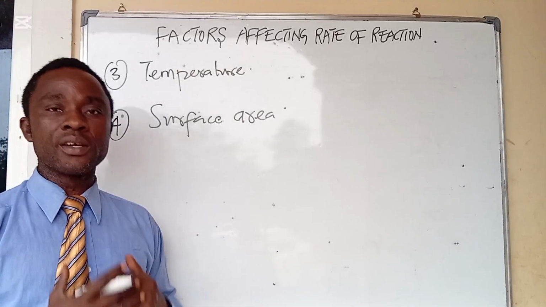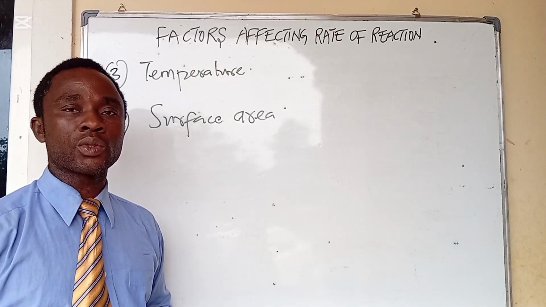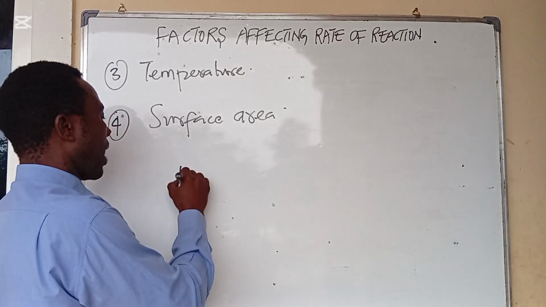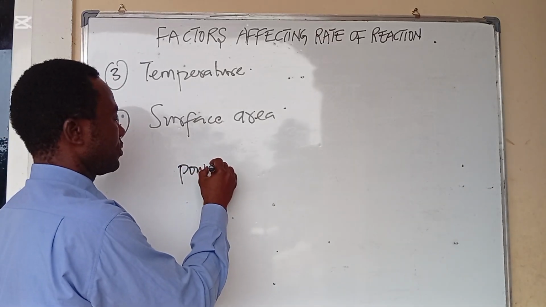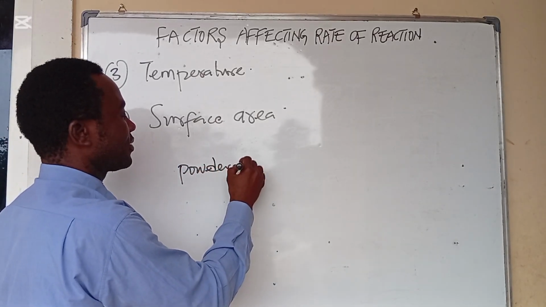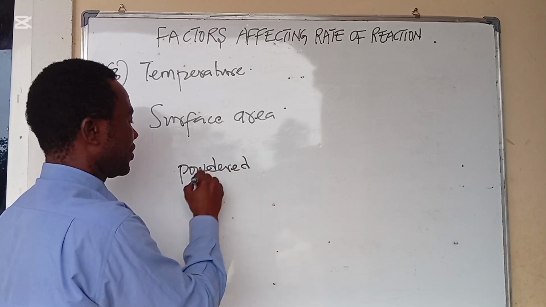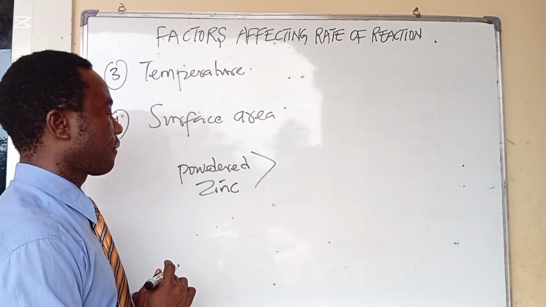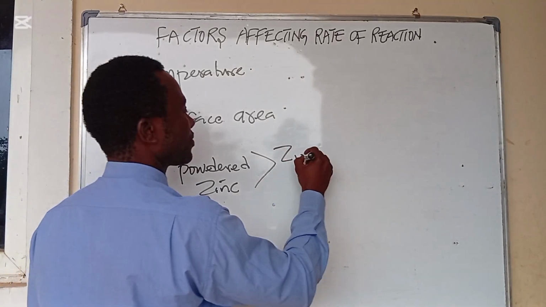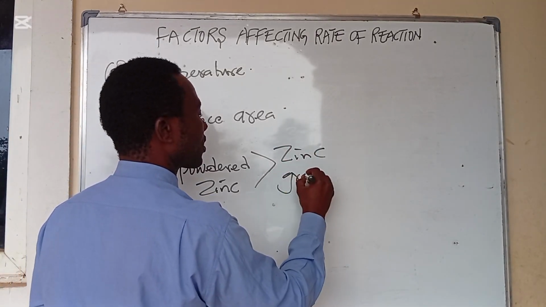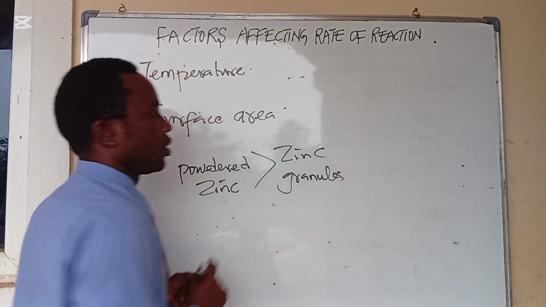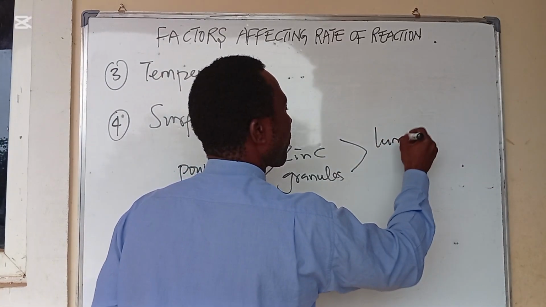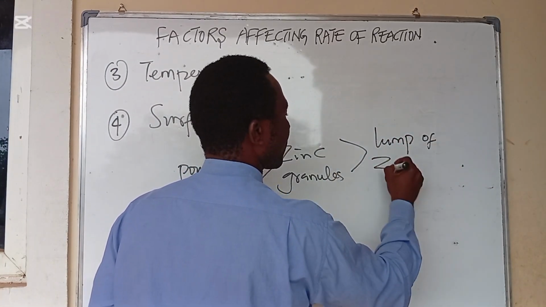The more the surface area of the reacting particles, the faster the rate of reaction. That is why powdered zinc will react faster than zinc granules. Why will zinc granules react faster than a lump of zinc?